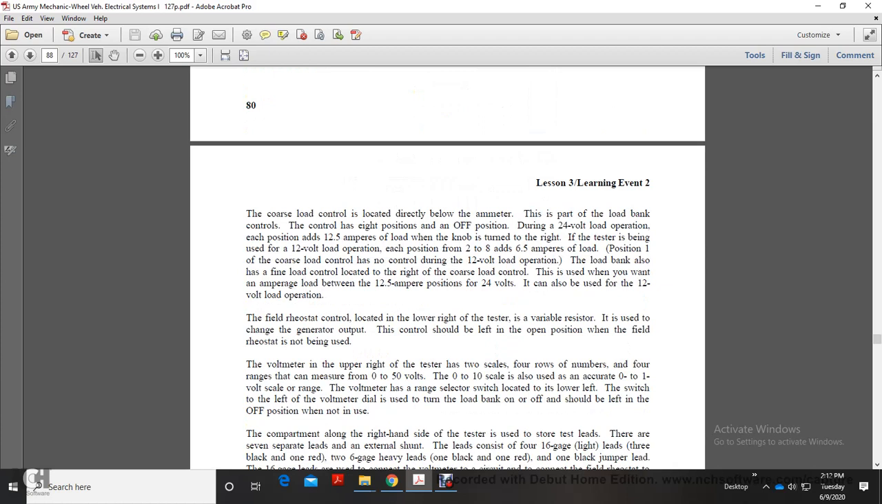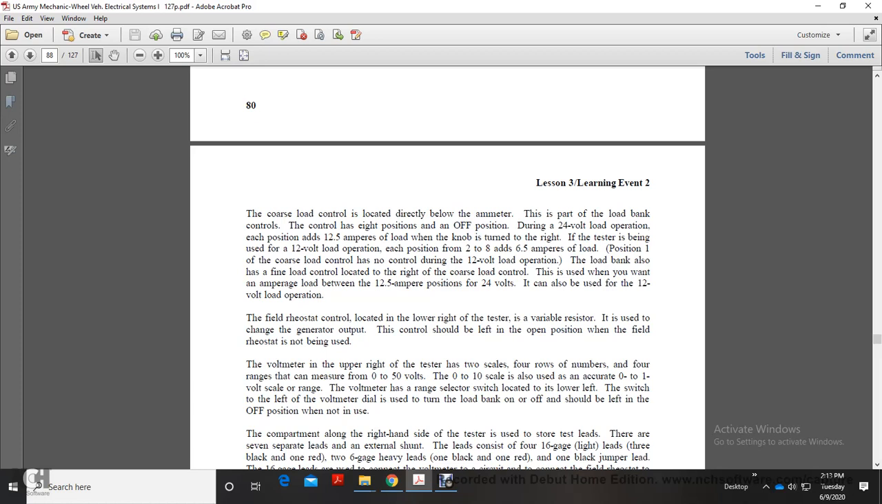The course load located directly below the ammeter is part of the load bank control. The control has 8 positions and an off position. During 12 volt and 24 volt load operation, each position adds 12.5 amperes of load as you turn the knob to the right.